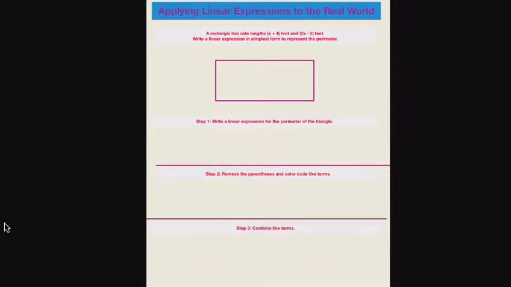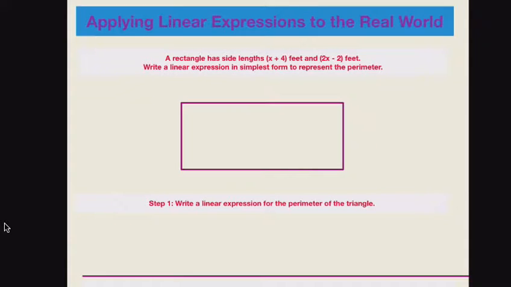All right, let's try one more. A rectangle has side lengths x plus 4 feet and 2x minus 2 feet. Write a linear expression in simplest form to represent the perimeter. First of all, let's go ahead and fill in our diagram or our picture with our information. So since this is the shorter side here, we're going to go ahead and label those sides with x plus 4. So each of these sides are going to be x plus 4 feet.